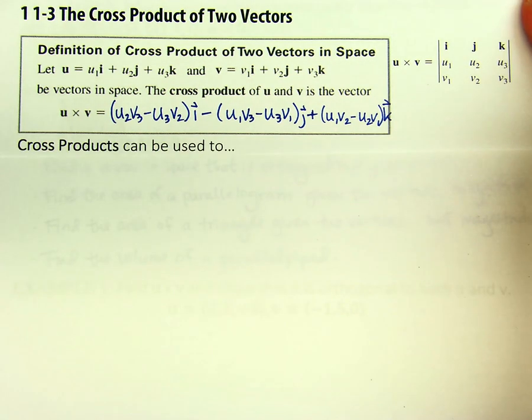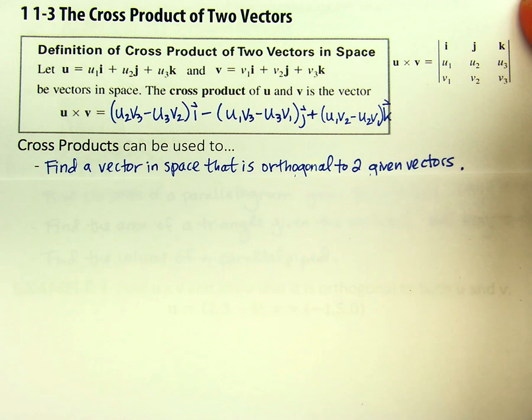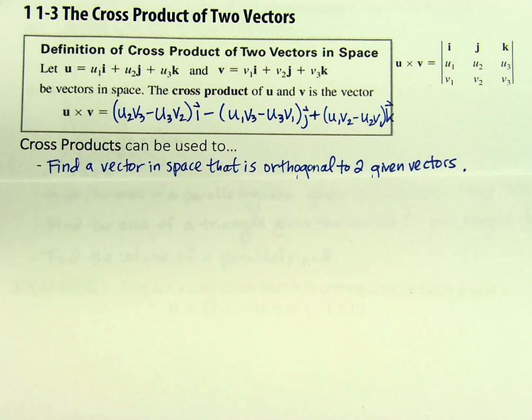Cross products can be used to find different things. So the first thing is it can be used to find a vector in space that is orthogonal to two given vectors. So if I'm given two vectors, maybe on a plane, I can find one that's off the plane in 3 dimensions that's orthogonal to those two.